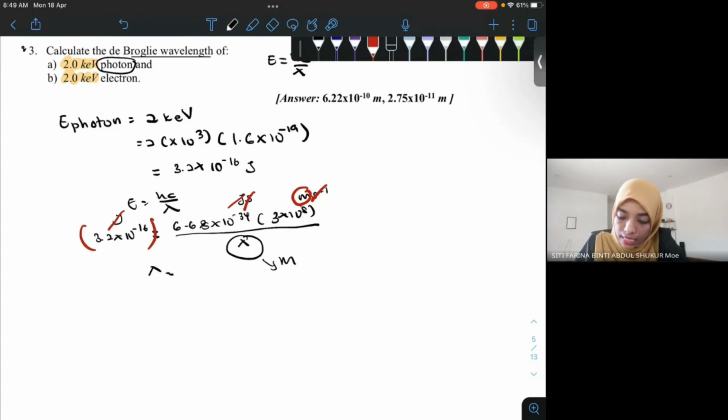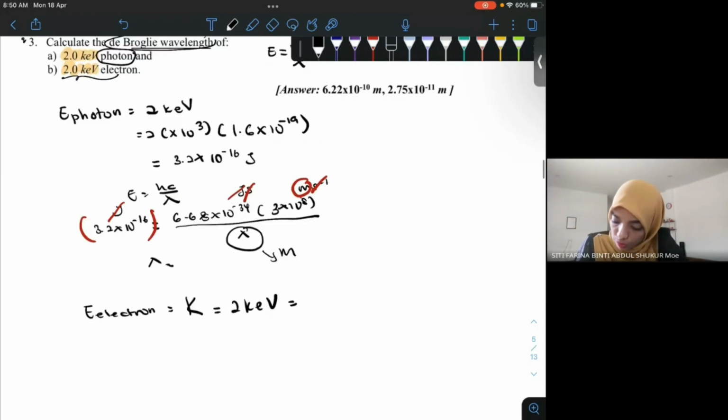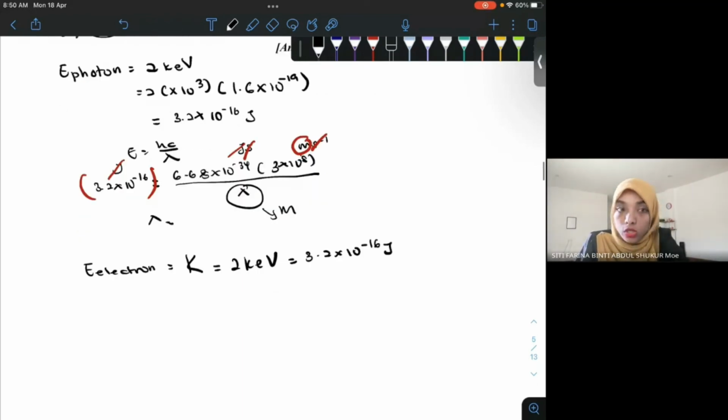Okay, bila next dia suruh cari wavelength of 2.0 keV electron. Okay, apa yang dia bagi dekat sini adalah energy of electron dan dia minta apa wavelength of the electron basically. So when you're talking about electron pula, energy of electron pula, kita kaitkan dengan kinetic energy sebab dia will be accelerated at a certain potential difference. So potential difference ini kita kaitkan dengan kinetic energy. So K kita adalah 2 keV. Konsep yang sama juga, convert pergi joule dulu. So dia akan jadi the same answer as your energy of photon. So you have the same amount of energy for your photon and also electron.